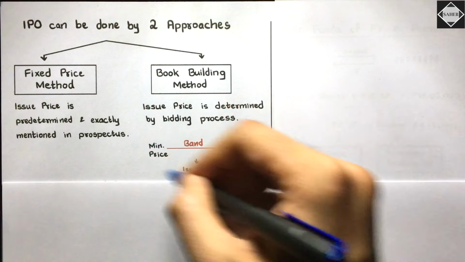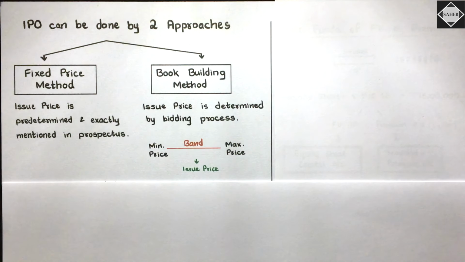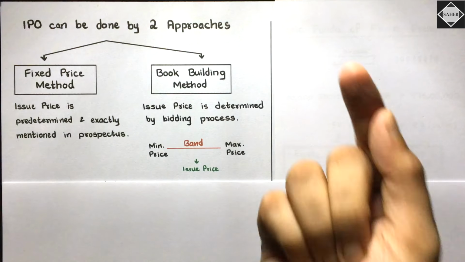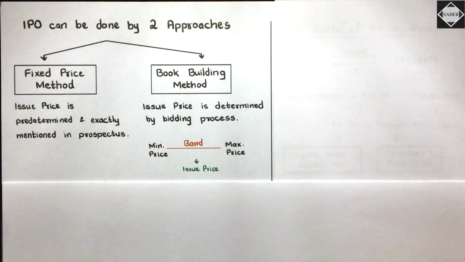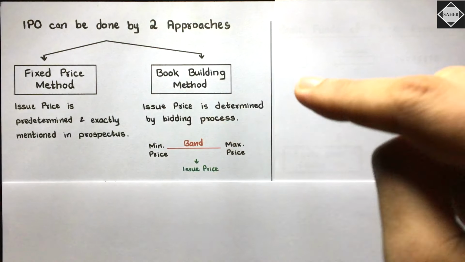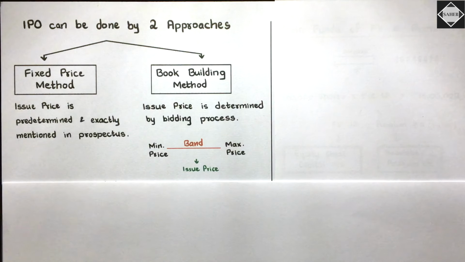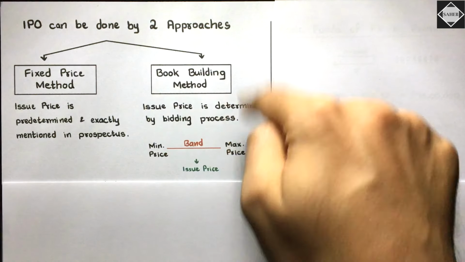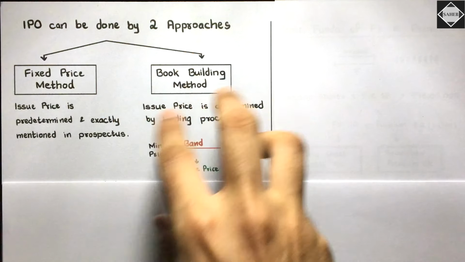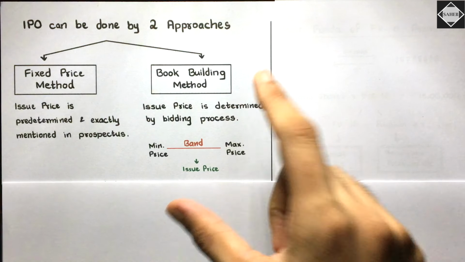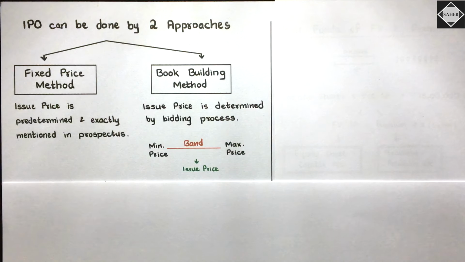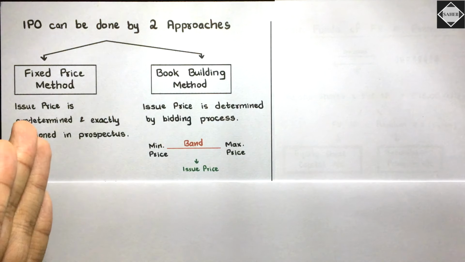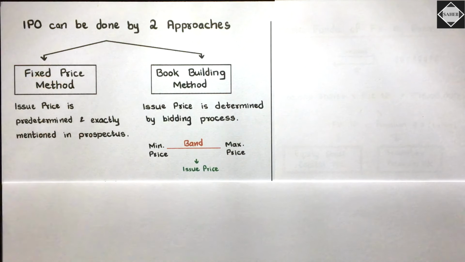Based on this bidding process, at last we will come up with a cutoff price, which will ultimately become the issue price. Is that clear? This is how the issue price is determined by the bidding process. This is a more market based approach, and that's the advantage. This is what is practically used right now in real life. The fixed price method is history. It used to be there, but now it is not so popular.